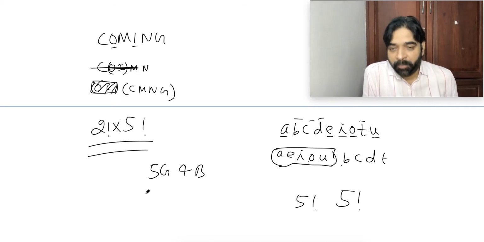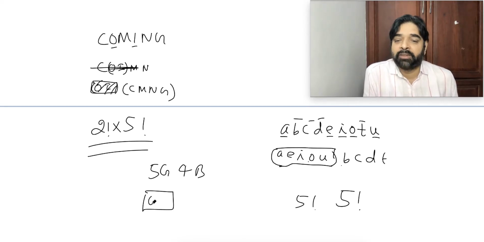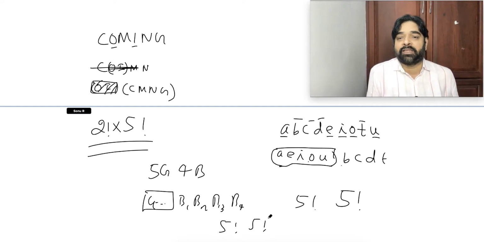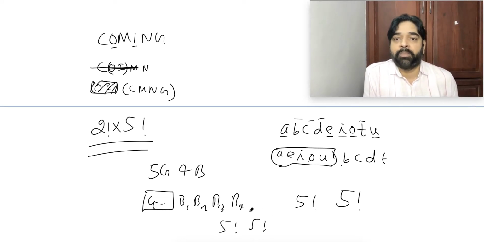Put all the girls inside the box, and B1, B2, B3, B4, the 4 boys are there. The total number of objects is 5, so 5 factorial, into the internal arrangement of all the girls, which is 5 factorial. Answer finished. I hope it's clear to all of you. This will be the answer.